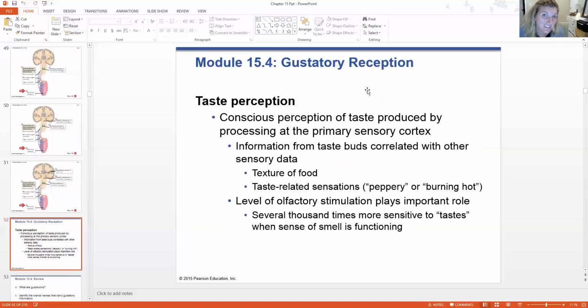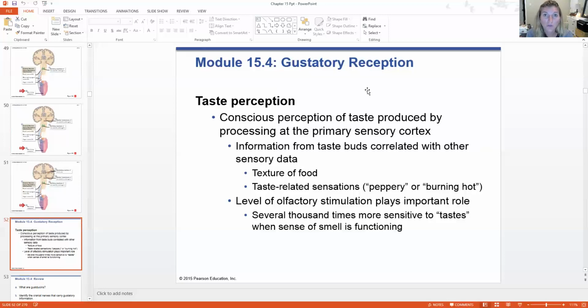Let's talk about how taste is perceived. Conscious perception of taste is produced by the primary sensory cortex. Information from taste buds is actually correlated with other sensory data as well, like the texture of food or the temperature of food. Imagine eating a cold cheeseburger, right? It might not be as savory as eating a nice hot cheeseburger with the cheese dripping off of it, right? Or a toasted bun, right? Buns taste the same whether they're warmed up or cold, but it's just that temperature that we like.